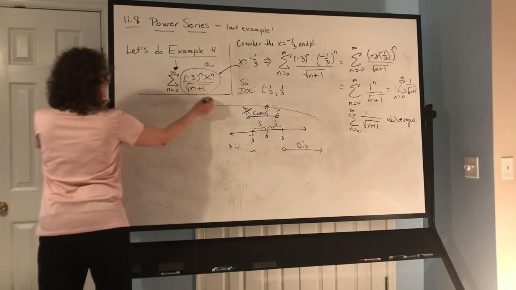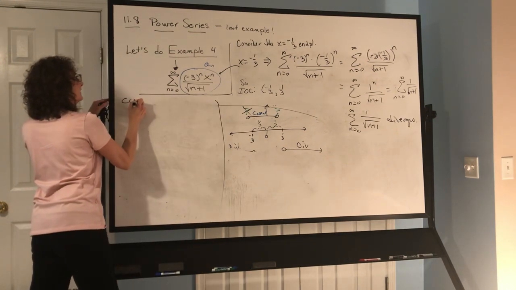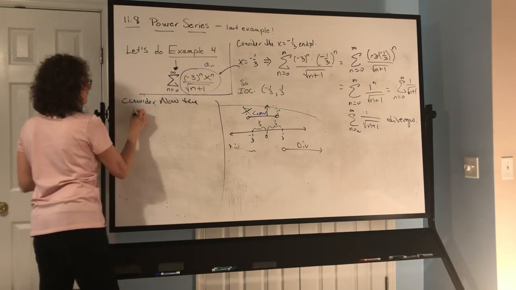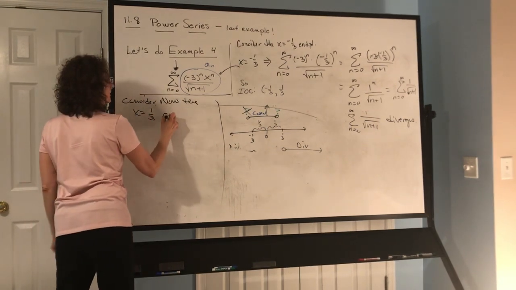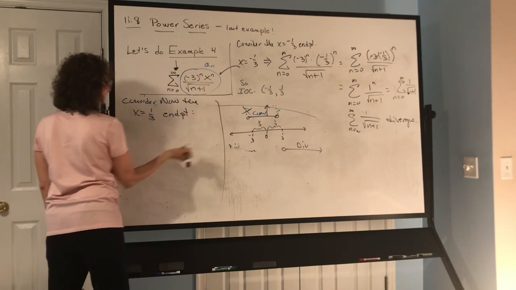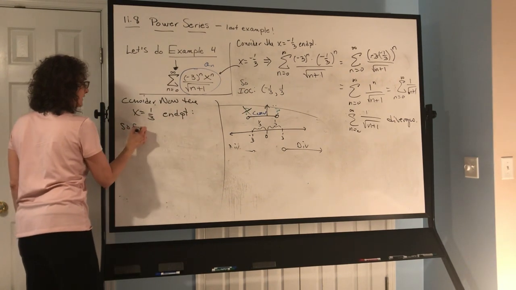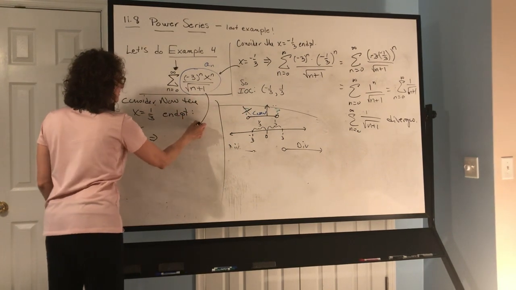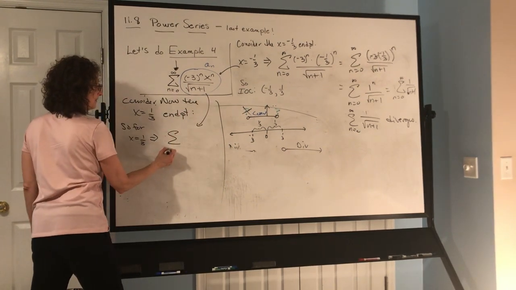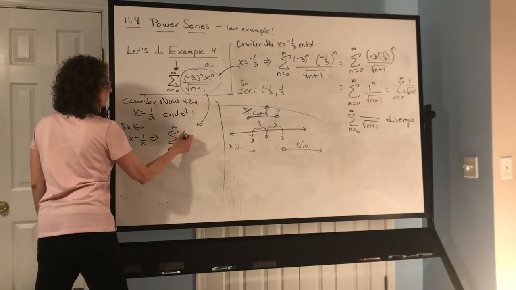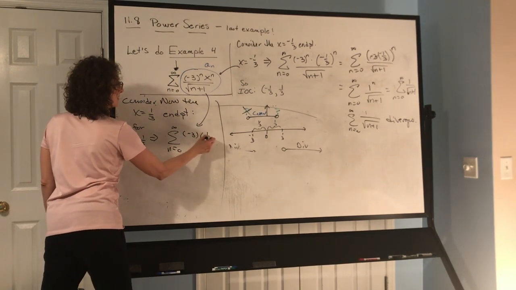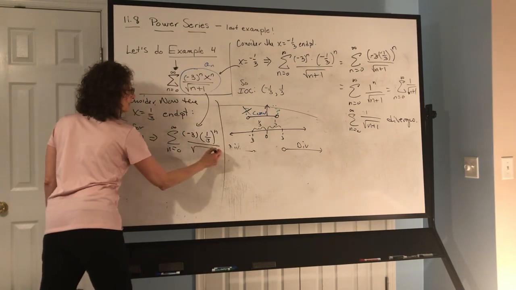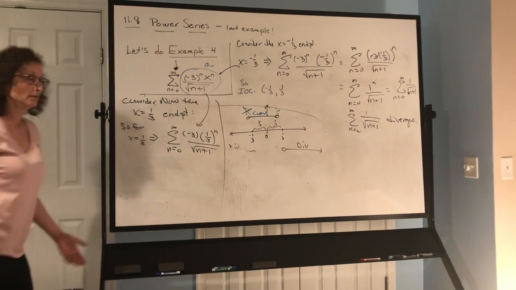All right. Consider now x equals 1/3, the endpoint. For x equals 1/3, our original series becomes now what? The sum n equals 0 to infinity of minus 3 to the n times 1/3 to the n, putting 1/3 in there for x, divided by the square root of n plus 1, right?